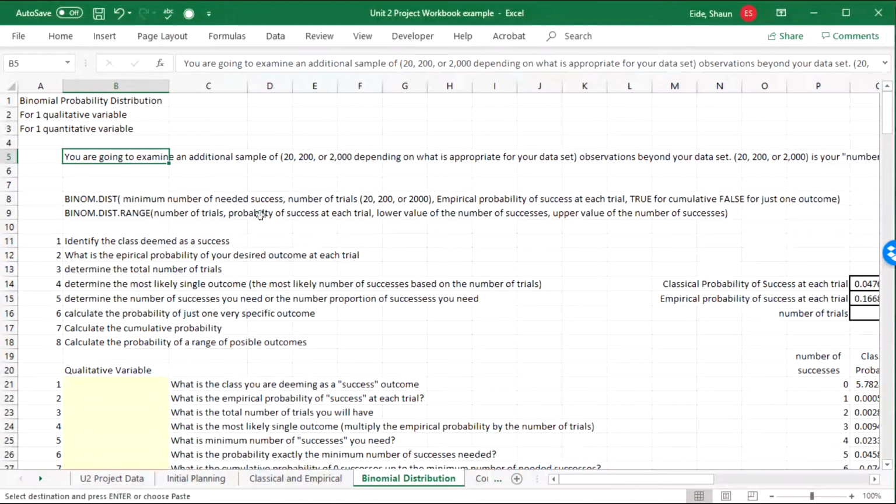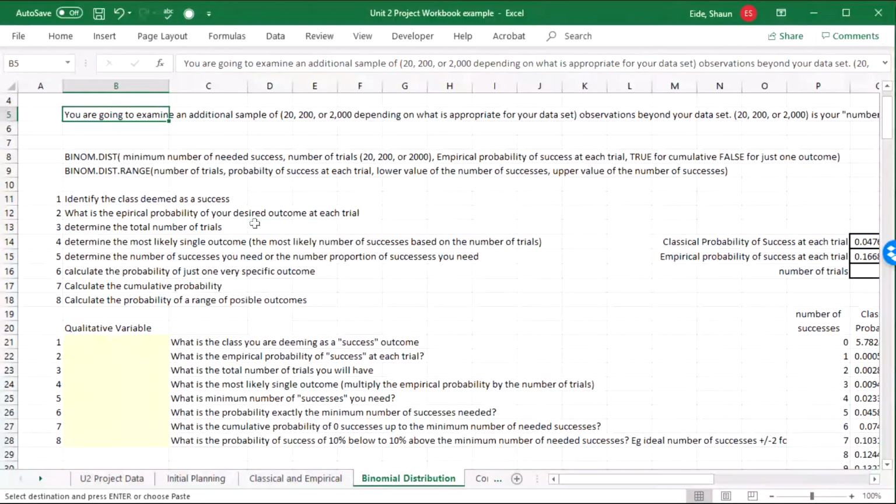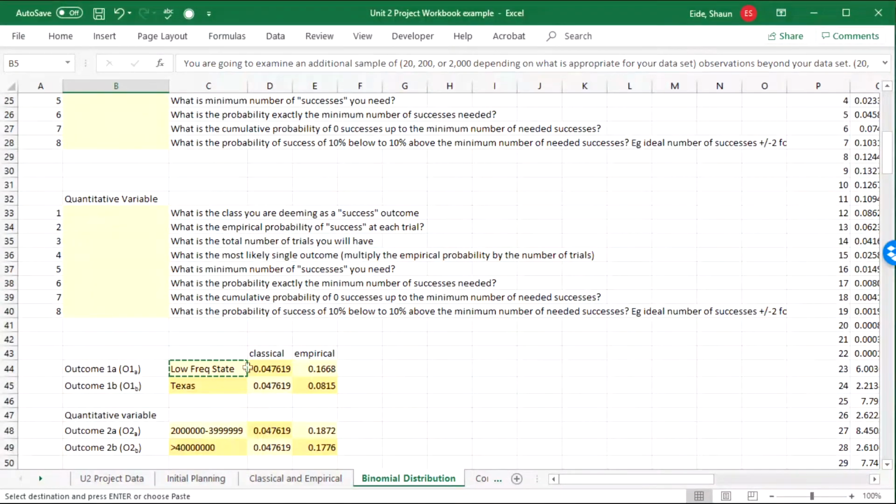And yeah, so I'm going to take a sample of 200, and I want to know what is the probability of getting a certain number of states from this sample that are in the low frequency.